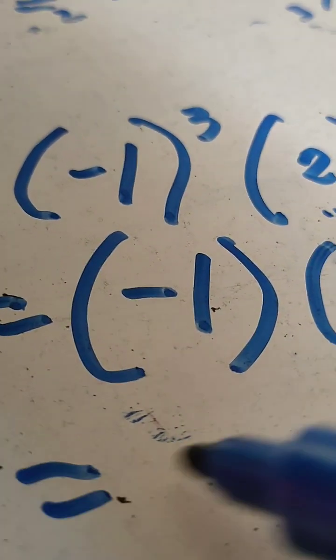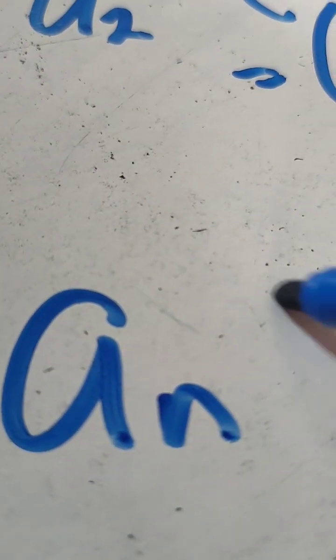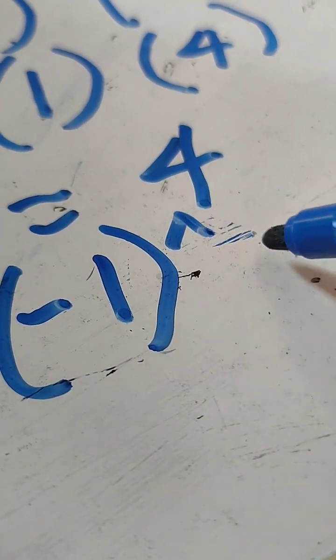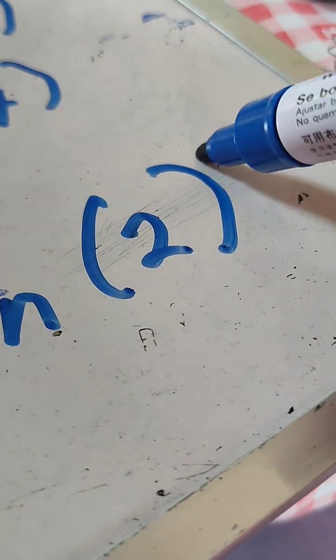Therefore, it is negative 8. So our answer there, the formula that is supposedly the right one, is a sub n is equal to negative 1 to the power of n times 2 to the power of n. Okay, so that is supposedly our answer in that number.